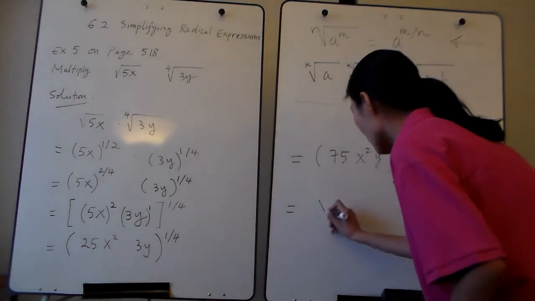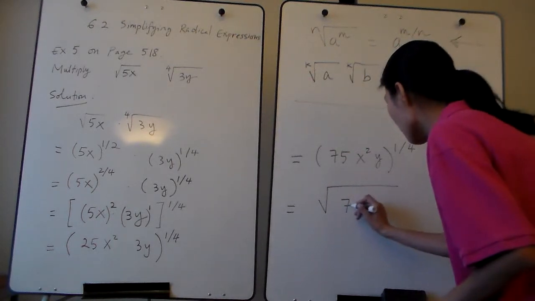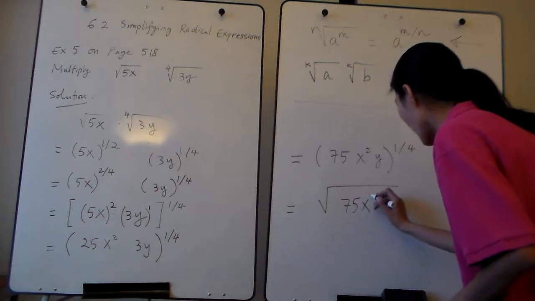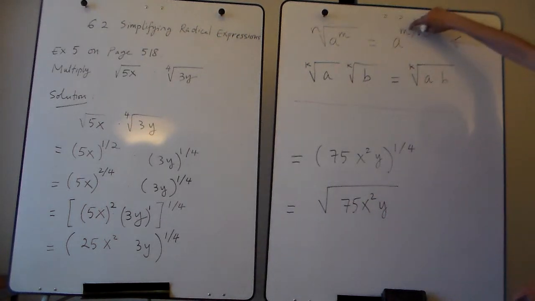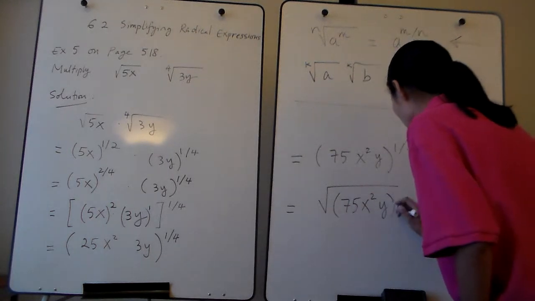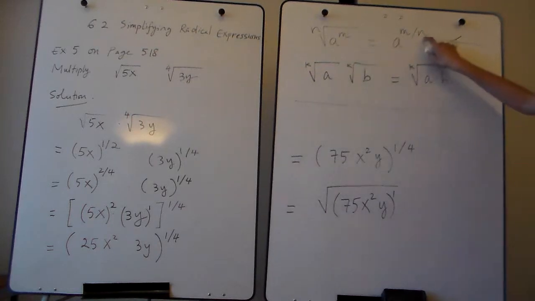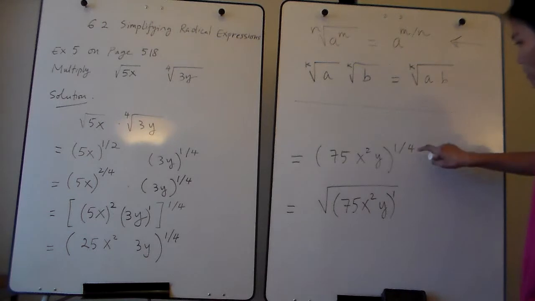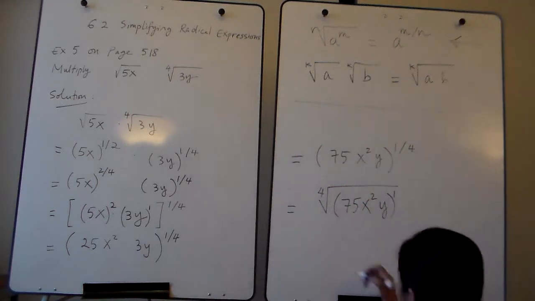So I'm going to have the radical of a, which is everything, 75 x squared times y, raised to the m power. m is the numerator, right? Which is 1 here. So everything raised to the first power. And then this n root comes from the denominator of the exponent. And the denominator of the exponent is 4, right? So I have the 4th root.